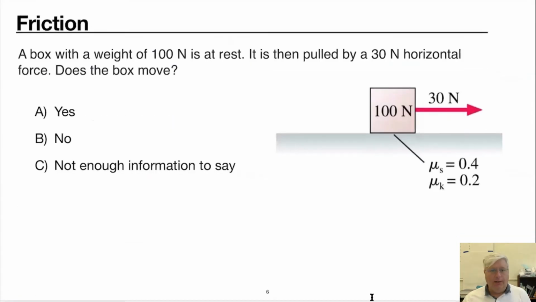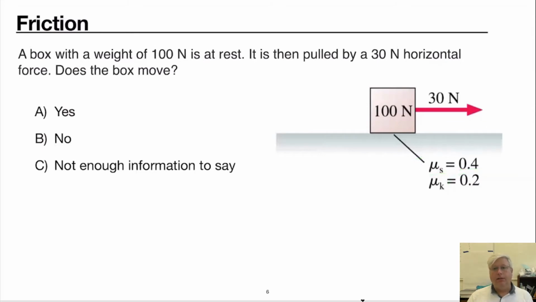For an example of that, let's say we have this box with a weight of 100 newtons at rest, and then it's pulled horizontally with 30 newtons of force. We want to know, does the box move? We can see here that they've given us the coefficients of static friction and kinetic friction, and yes, static friction is greater than kinetic friction.